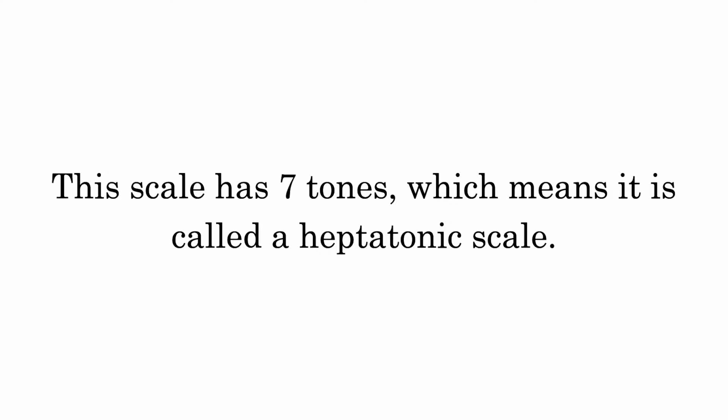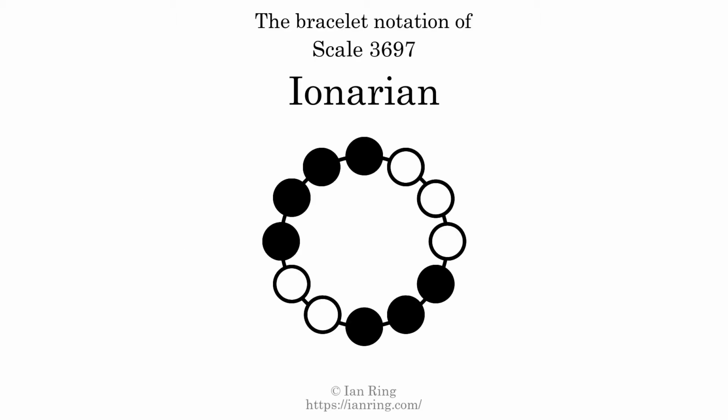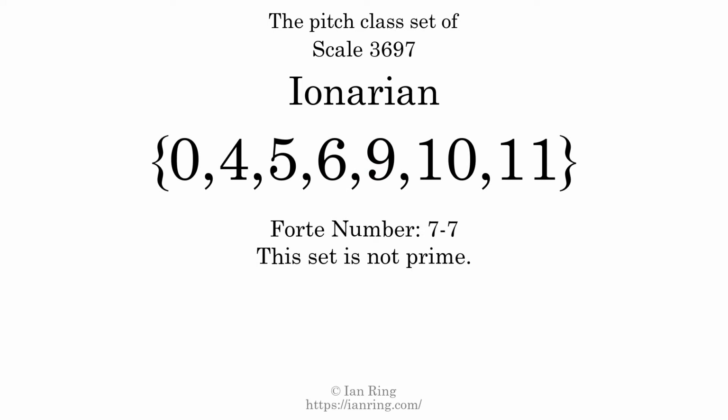This scale has 7 tones, which means it is called a heptatonic scale. This is a bracelet notation diagram of scale 3697. The shaded circles represent tones that appear in the scale, and they are read clockwise, starting at the top. The pitch class set for this scale is 0, 4, 5, 6, 9, 10, 11. The fault class is 7, 7. This set is not prime.